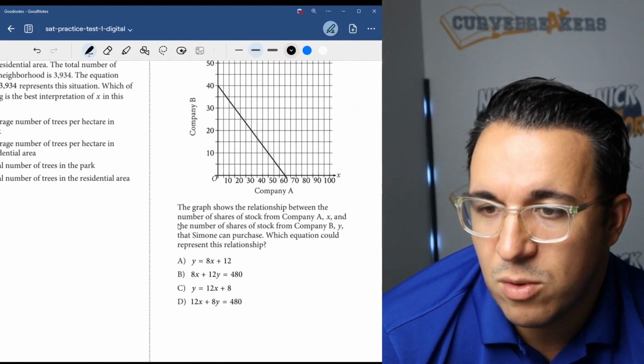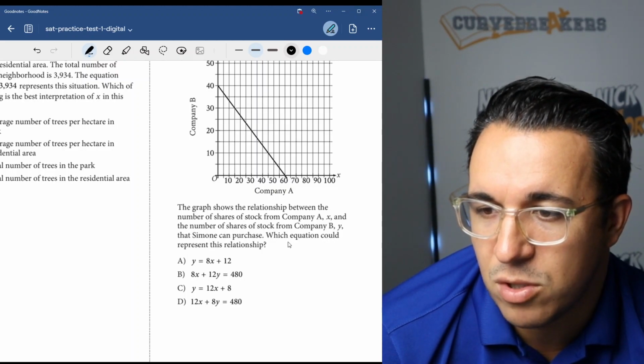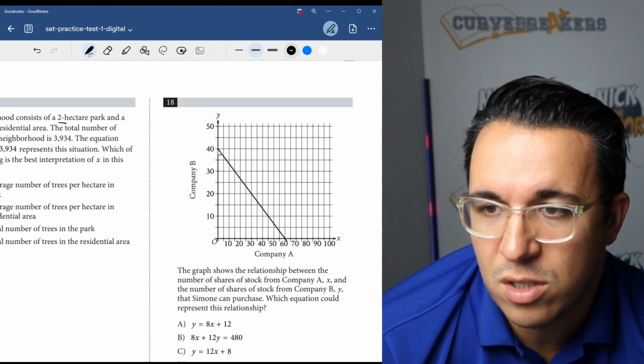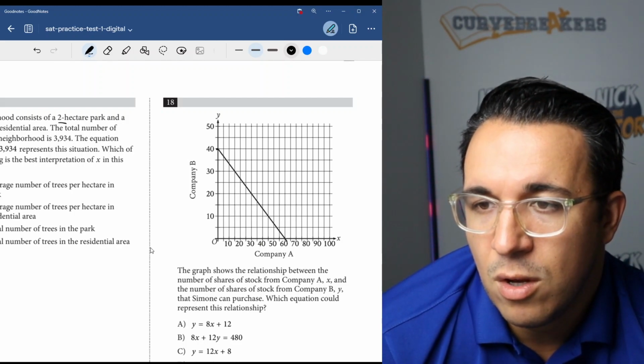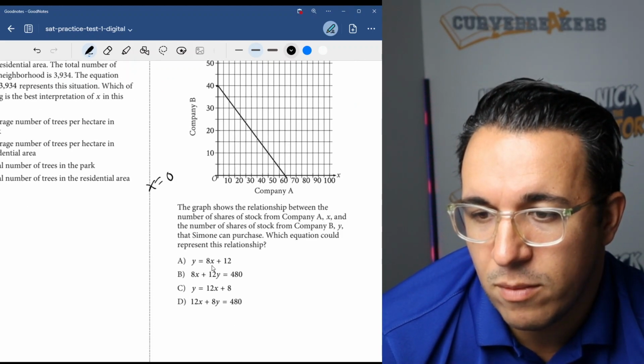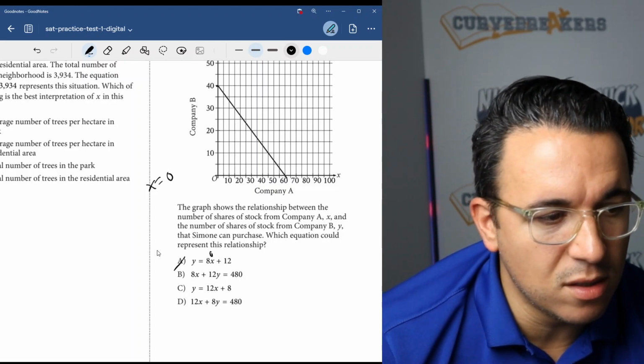All right, 18. The graph shows the relationship between the number of shares of stock company A, x, and the number of shares of stock company B, y, that Simone can purchase. Which could represent this relationship? So in these kinds of questions, strategy-wise, you want to just look at the intercept, right? So when x equals 0, y should be 40, right? So we put in 0 here, y is 12. Put in 0 here for x. This could work, right?